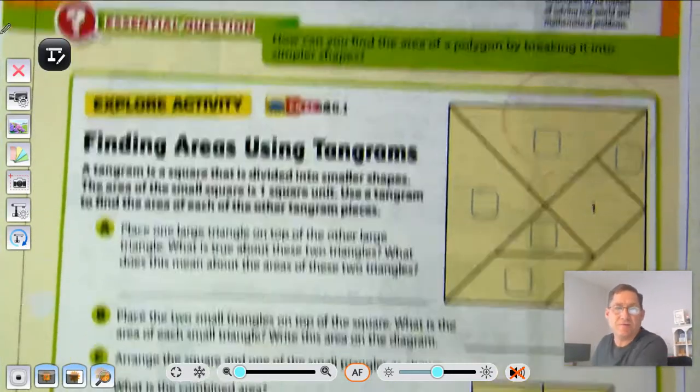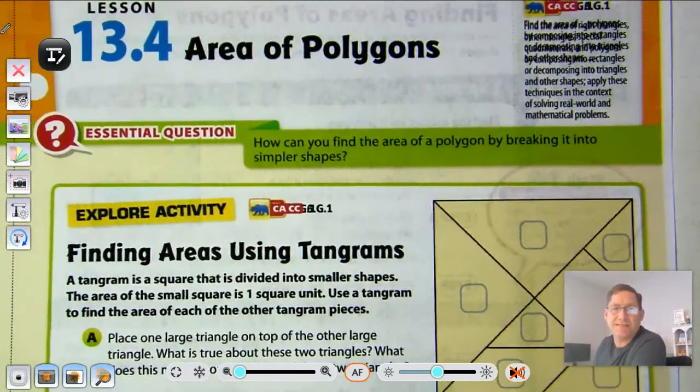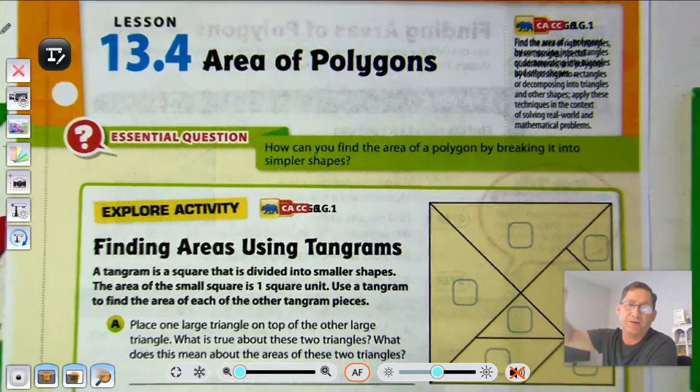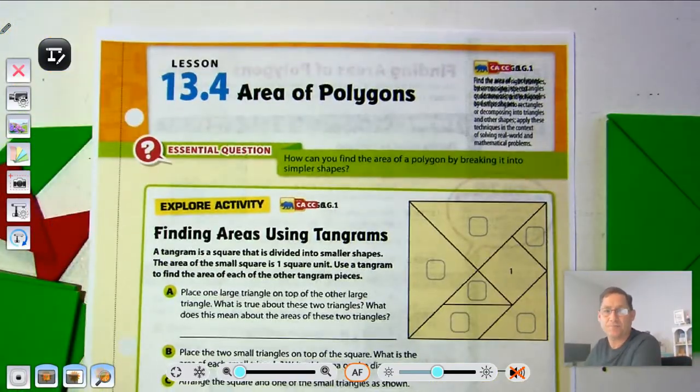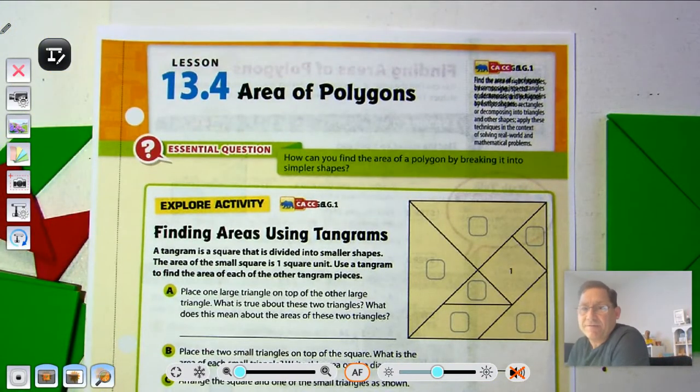Hello, everybody. So today we're going to finish up Module 13. We're working on Lesson 13.4, Area of Polygons. And so how can you find the area of a polygon? By breaking it into simpler shapes. And so look at the Explore activity, finding areas using tangrams.